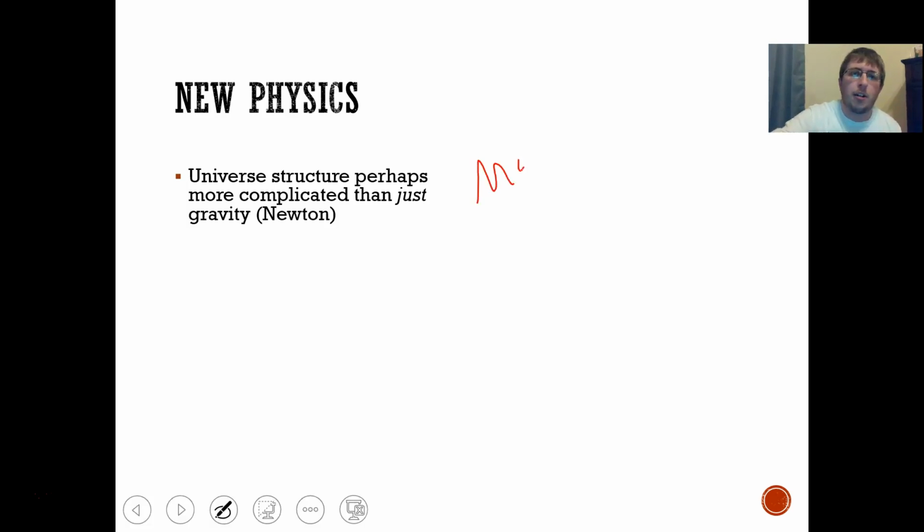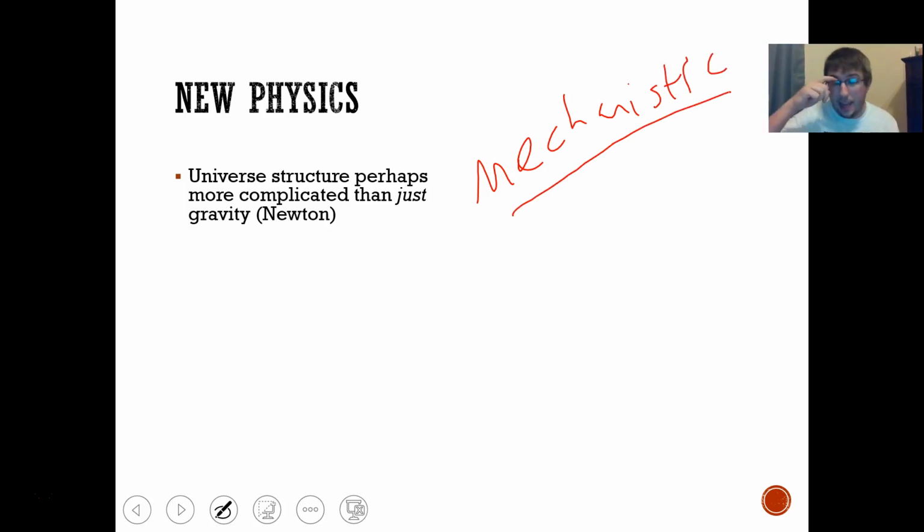Let me give you that word there. Mechanistic. That's a word that you're going to see a lot when it comes to Newton, and that also played very well in the Enlightenment with the deists, is that it's like a machine, it's like a clock, everything's structured perfectly.